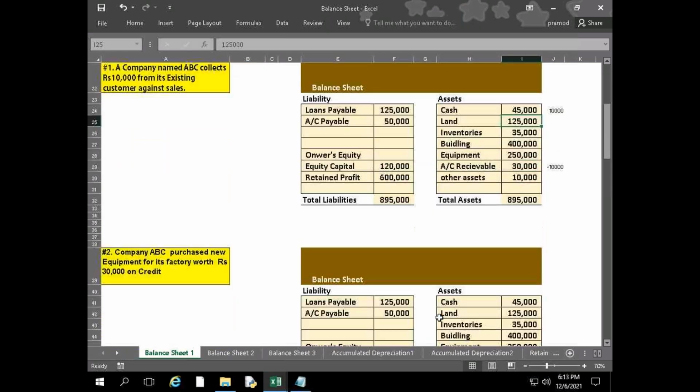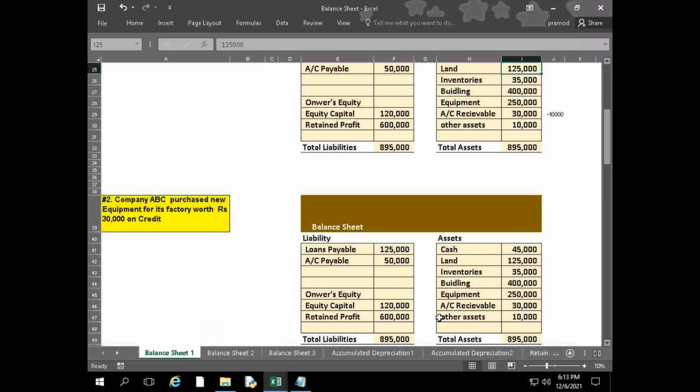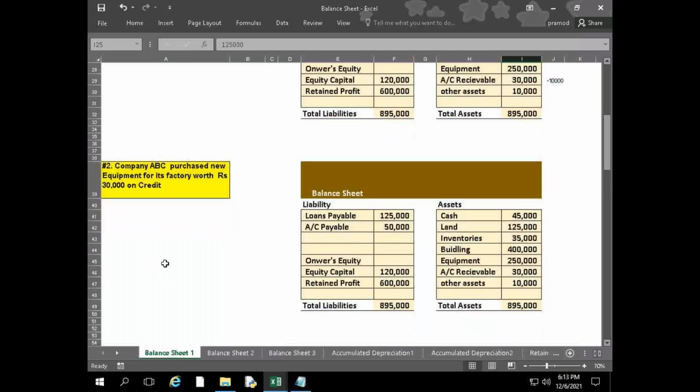Now next, a company ABC purchased a new equipment for its factory worth 30,000 on credit. So what do I need to increase, what do I need to minus? See, they are telling exactly it is credit. It is a credit purchase. If your credit purchase is 30,000, it should increase your account payable by that 30,000.